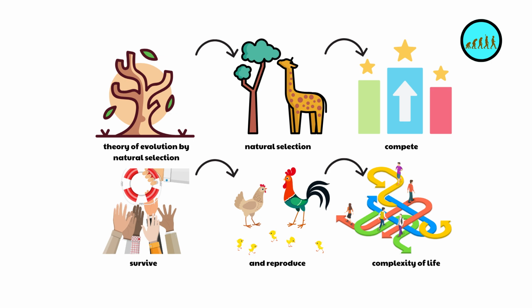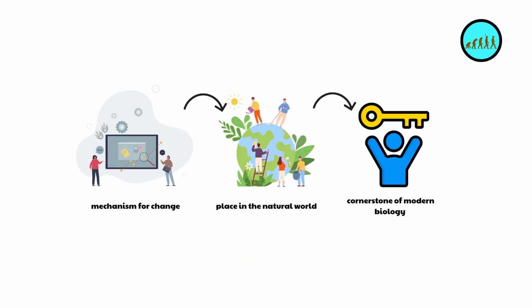What makes this theory so powerful is its ability to explain the complexity of life without invoking any supernatural forces. It provides a mechanism for change over time, accounting for both the unity and diversity of life. From the intricate design of the human eye to the camouflage of a leaf insect, all can be explained through this lens.